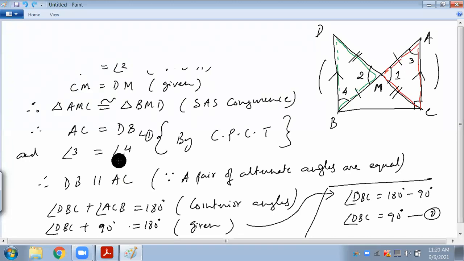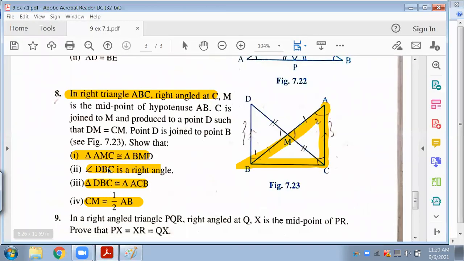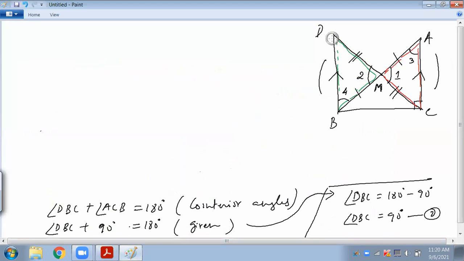Now next, what you have to show is triangle DBC congruent to triangle ACB. That is, this triangle DBC and this triangle ACB are congruent. So we'll take these two triangles and show that they are congruent. Now, how to show it? We have already shown in equation number 1 that DB is equal to AC.